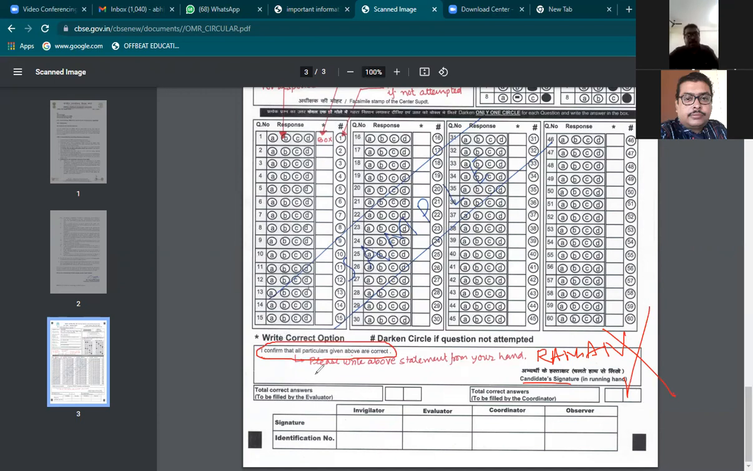You are students of class 10 and 12, the board batch. You should know what running hand is. Nothing should be written in capital letters, so avoid them. And last but not least, the parts to be filled by the evaluator and by the coordinator are for the office. They are not concerned with you. I have explained everything that concerns the students.